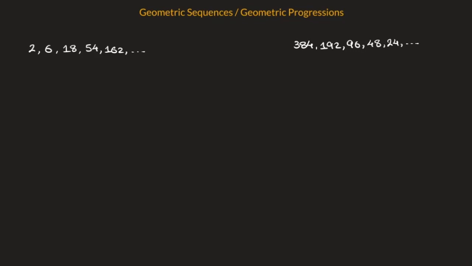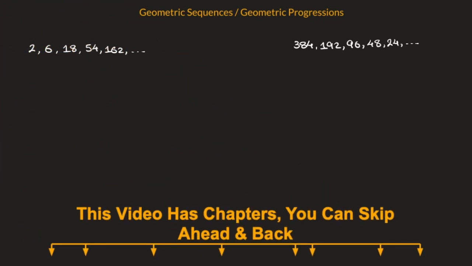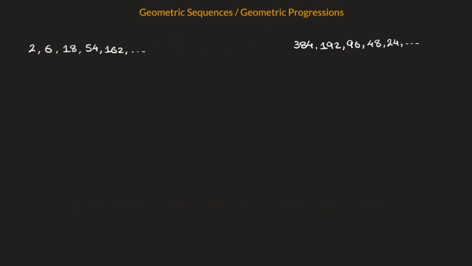We now learn about geometric sequences, also known as geometric progressions. And for that, we'll be working with the two sequences of numbers that we see here. By the end of this video, we'll know what makes a sequence geometric, and we'll therefore know how to recognize a geometric sequence, and we'll also know how to find and use the formula for the nth term of any geometric sequence. So let's get started.